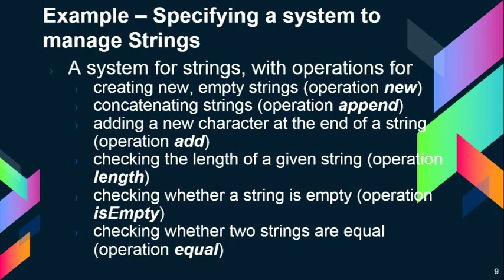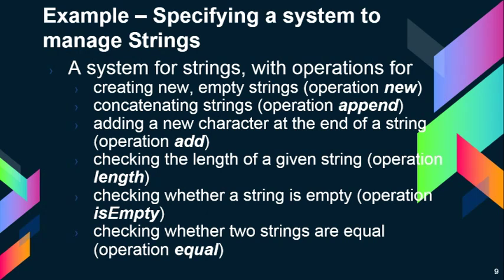For example, in algebraic specification, suppose that we want to specify a system to manage strings. The first relevant things one should record are, first, the operations needed, and second, the sets involved in such operations. In this case, assume we want to manage strings by first creating a new, empty string. Here is the operation, which is new.